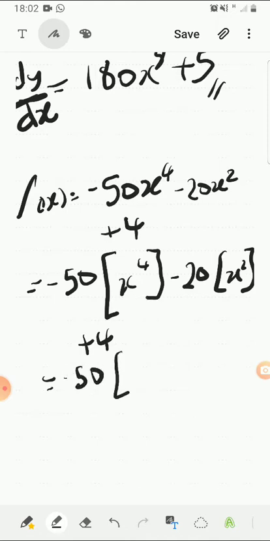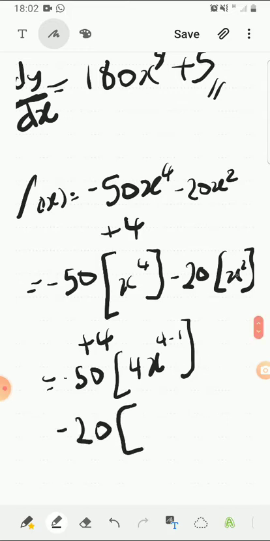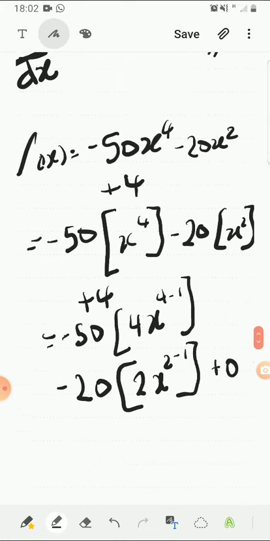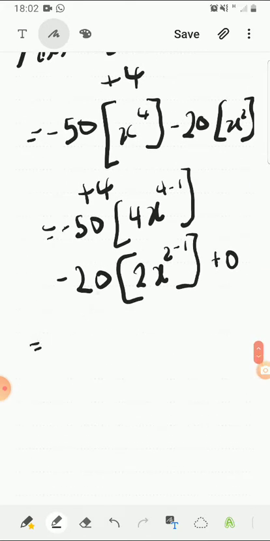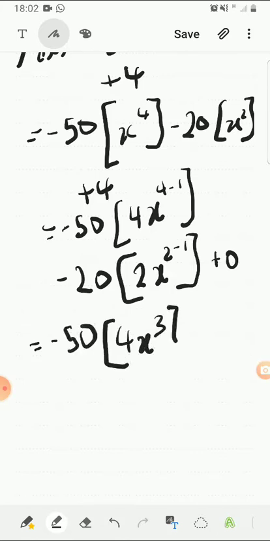when you bring 50 outside, the 4 will come to the front of x, then 4 will minus 1, then minus 20, 2 comes to the front of x, 2 minus 1 as well. Then 4 will turn to 0 because when you take derivative, it's a constant, which is 0. So here you have minus 50 times 4 raised to the power of 3 minus 20 times 2 raised to the power of 1.